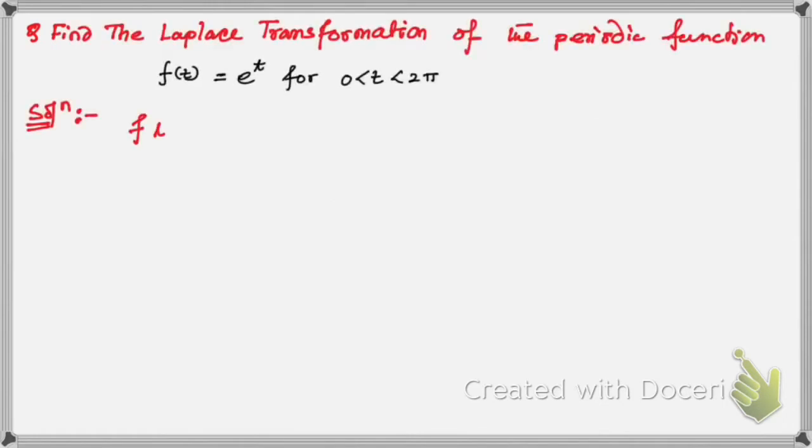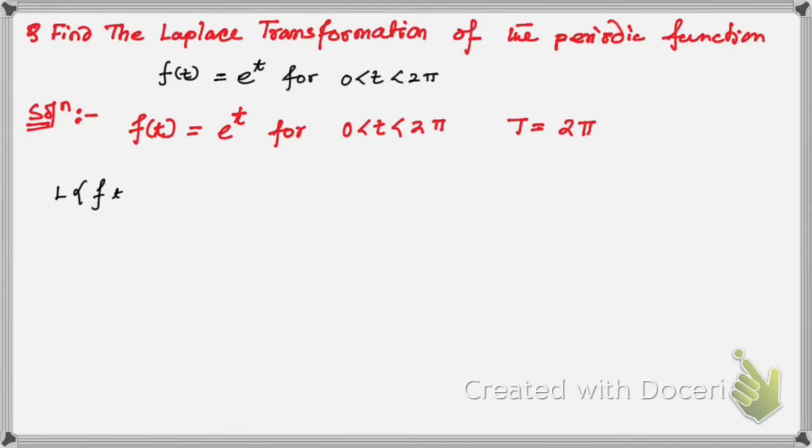Now let us solve this question. We need to find the Laplace transformation of this function: f of t equals e to the power t for t greater than 0 and less than 2 pi. So how do we find the Laplace transformation of this function? Let me write the given function first: f of t equals e to the power t for the interval t greater than 0, less than 2 pi. Here 2 pi is going to be the period of this function. This is a periodic function.